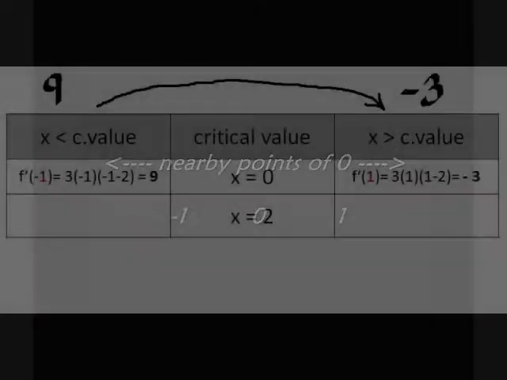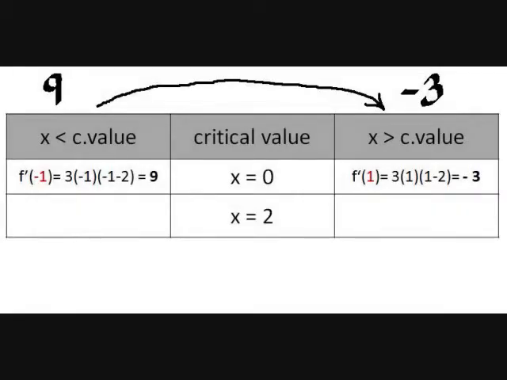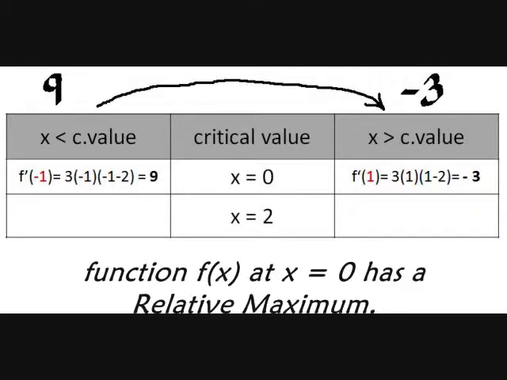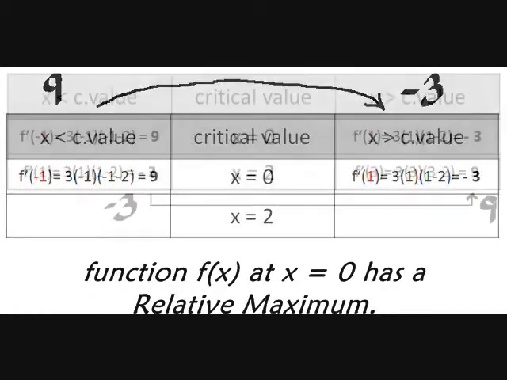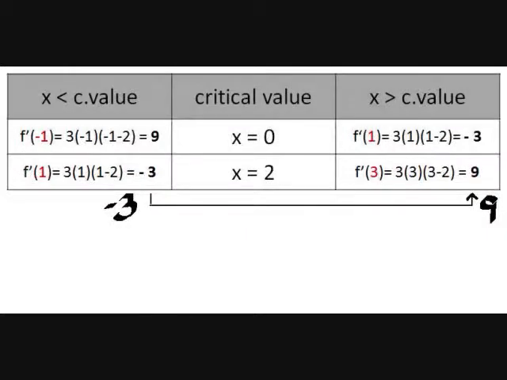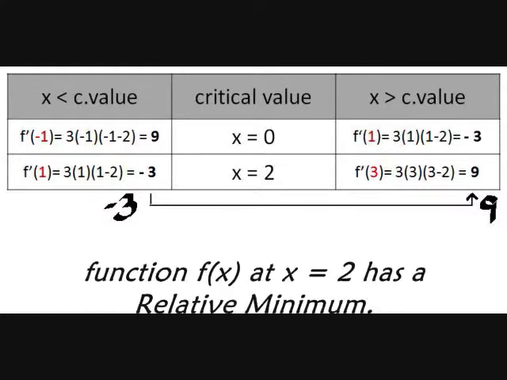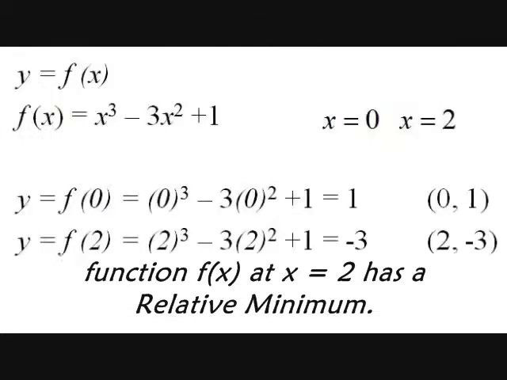We then substitute these nearby numbers to f prime of x. We get positive 9 on the left and negative 3 on the right. As you can see, the change is from positive to negative. It means the function at x equals 0 has a relative maximum. The same is done for x equals 2. Its nearby numbers are 1 on its left and 3 on its right. Then substitute them to f prime of x. We get negative 3 on the left and positive 9 on the right, in which the change is from negative to positive. This means that the function at x equals 2 has a relative minimum.